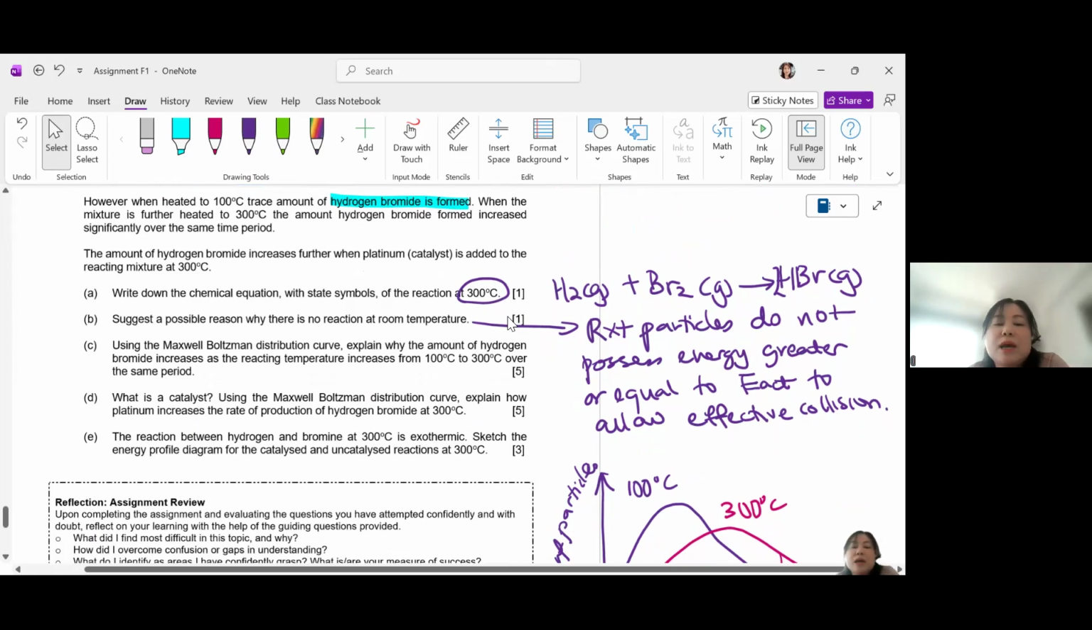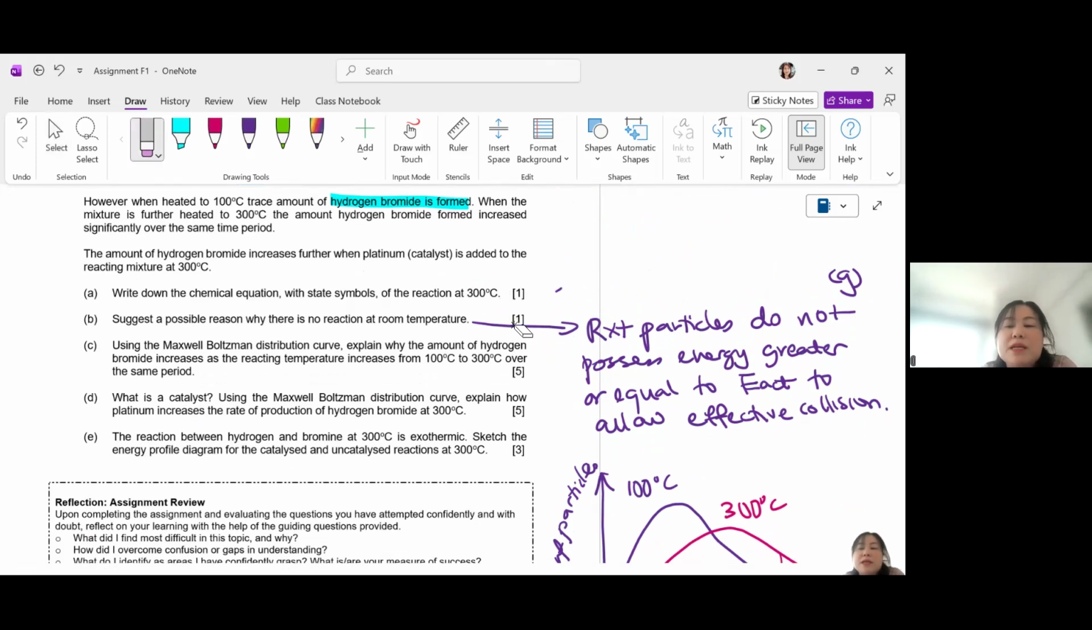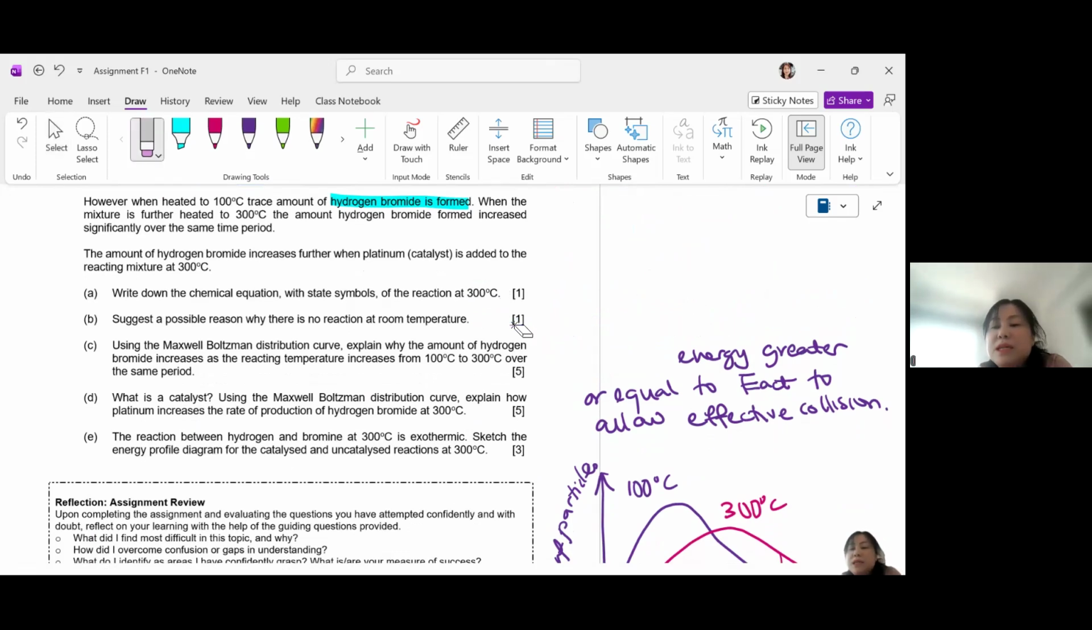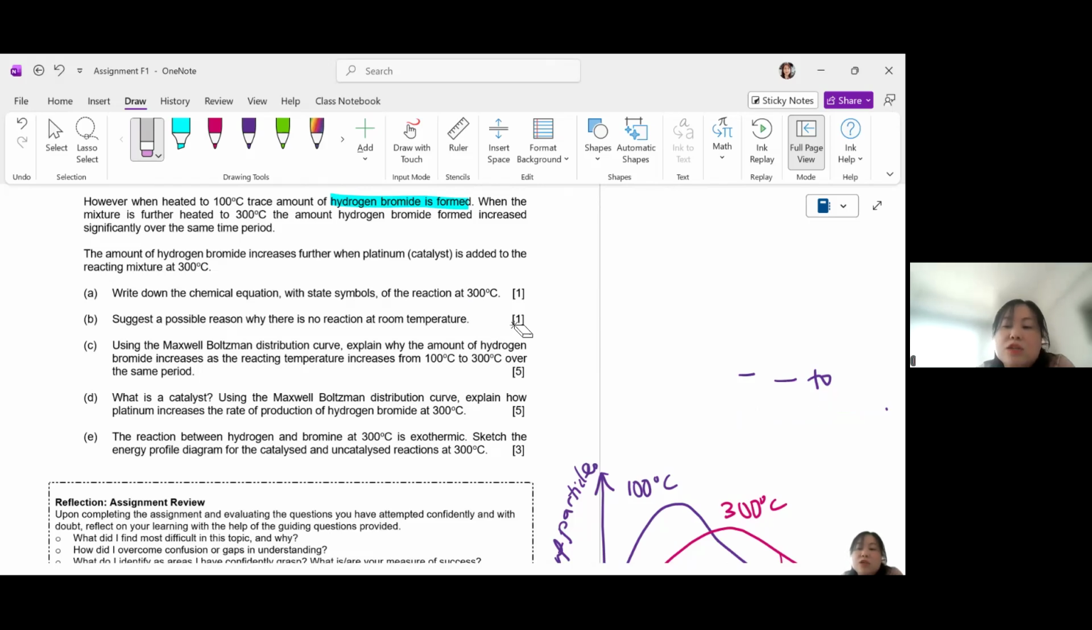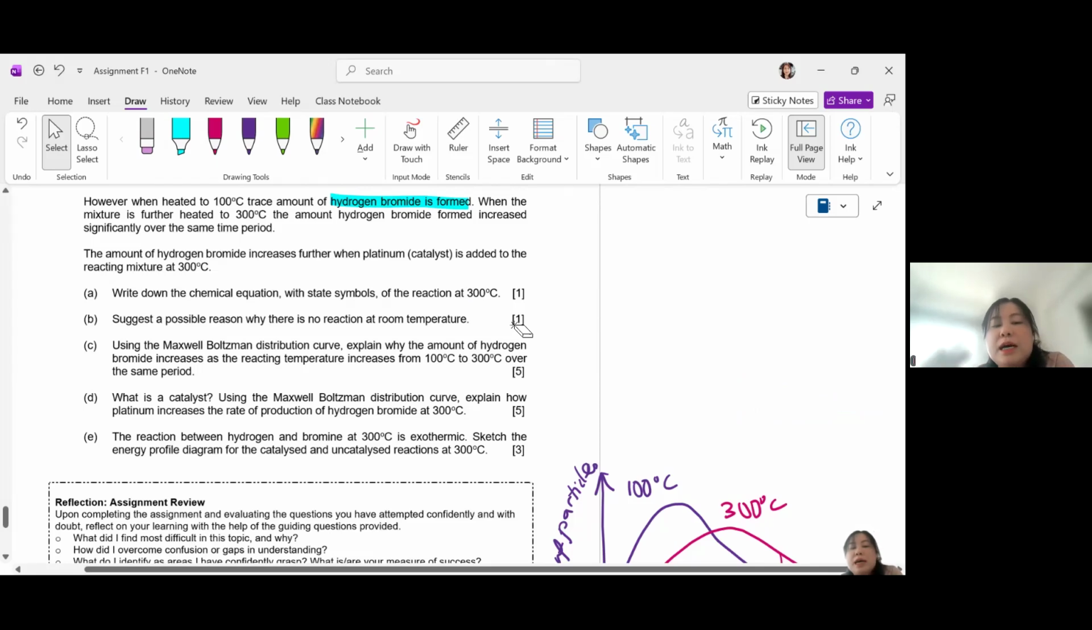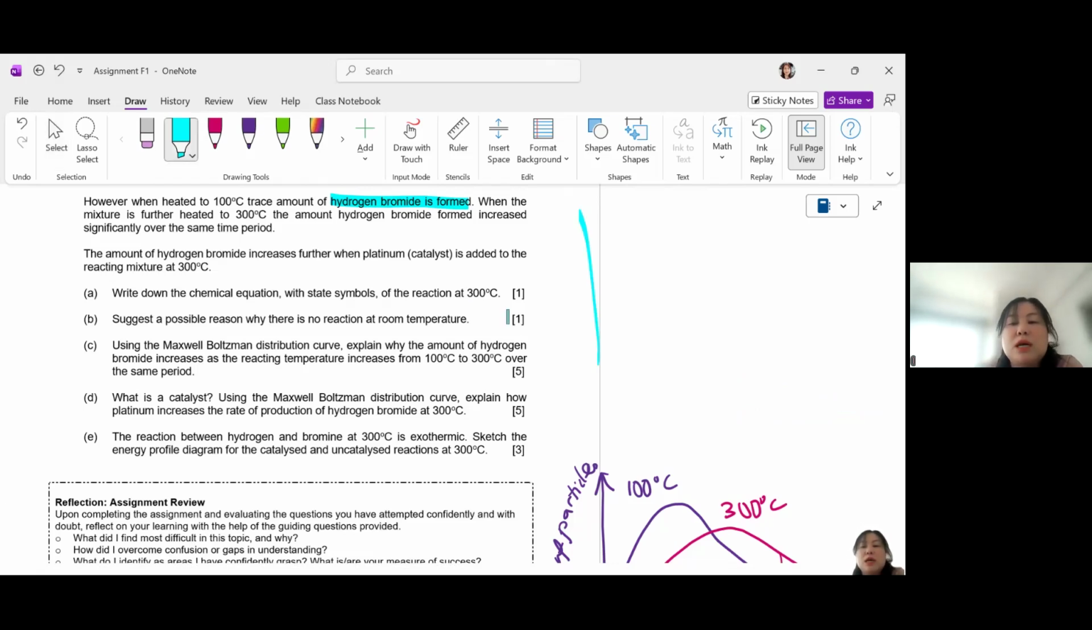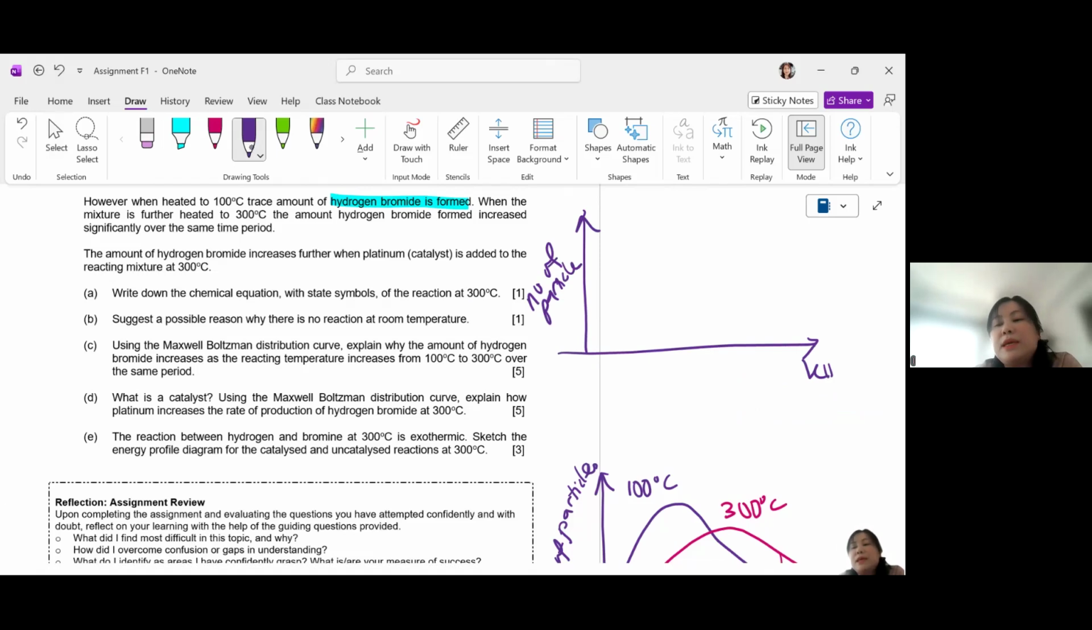All right, next, part D, very similar. They are asking for another Maxwell-Boltzmann distribution curve, but this time round it is for catalysts. You're supposed to use a Maxwell-Boltzmann distribution curve to illustrate how a catalyst increases the rate of reaction. So again, the same thing. Let's sketch our Maxwell-Boltzmann distribution curve. Label the axis, number of particles. This part here will be kinetic energy.